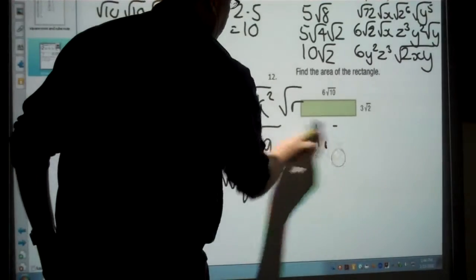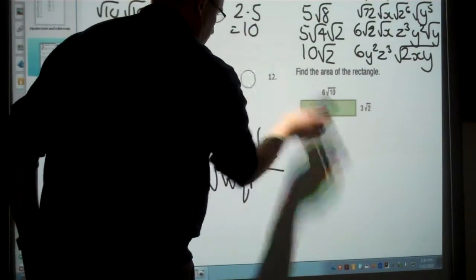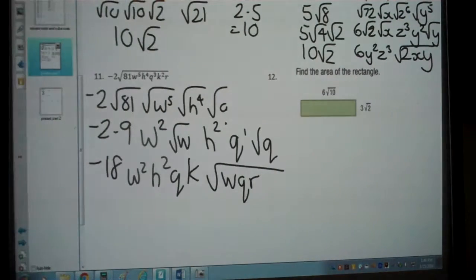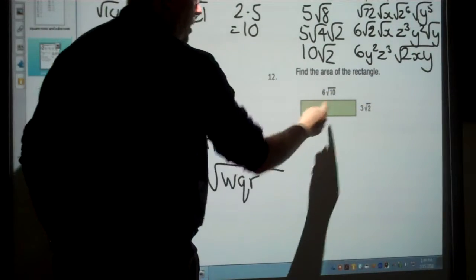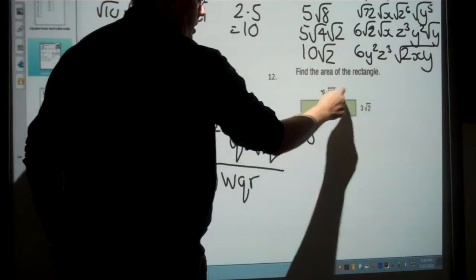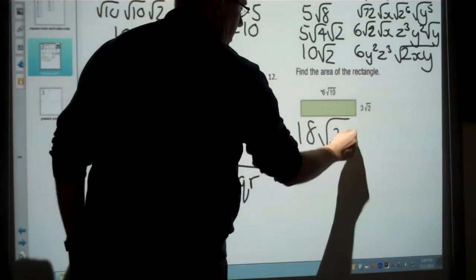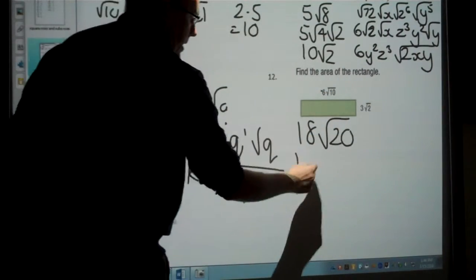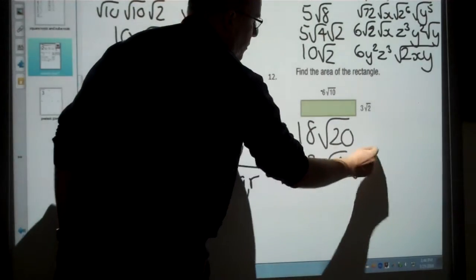Okay, I'm going to have to erase part of this answer so I can do question 12. So find the area of a rectangle. To find the area of a rectangle, we're just going to multiply base times height, so this times this. So numbers first, radical second, so 6 times 3 is 18. Radical 10 times radical 2 is radical 20. And then let's break down 20. That's 4 and 5.